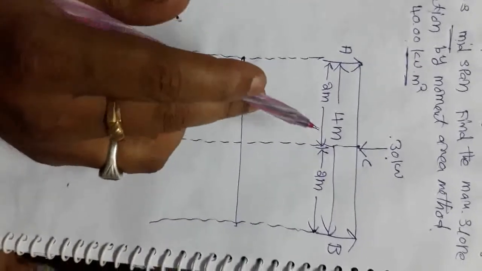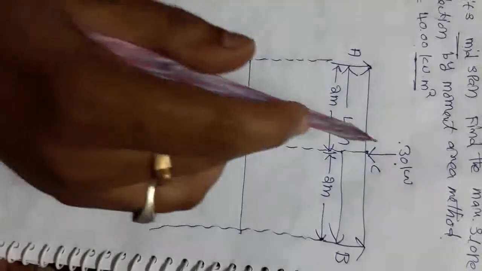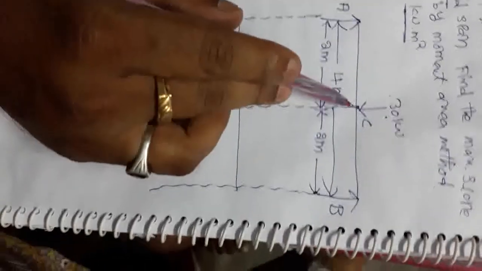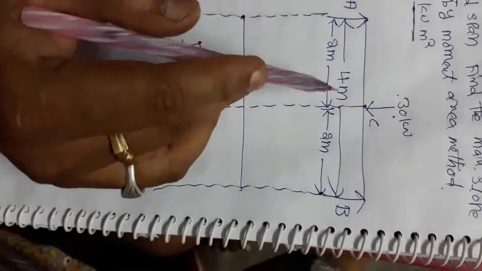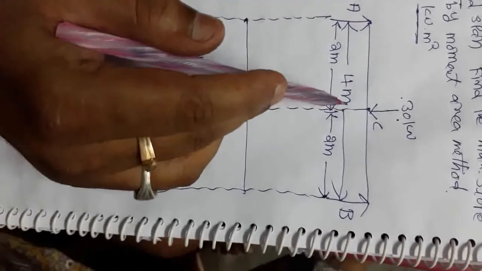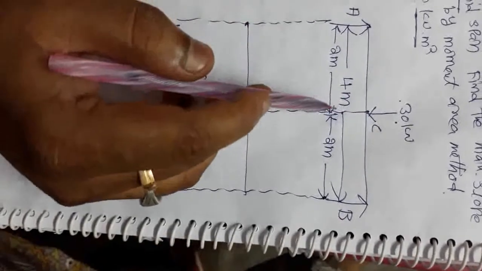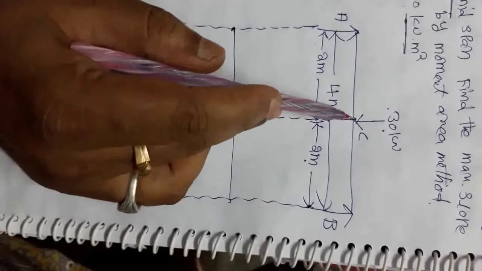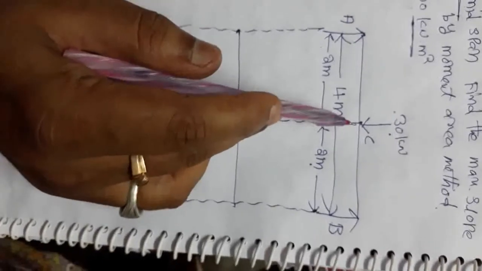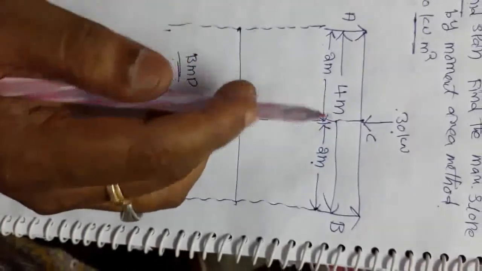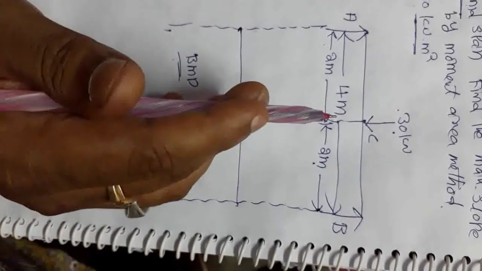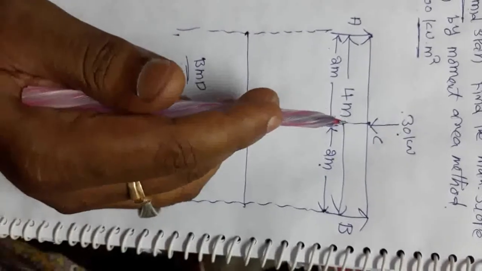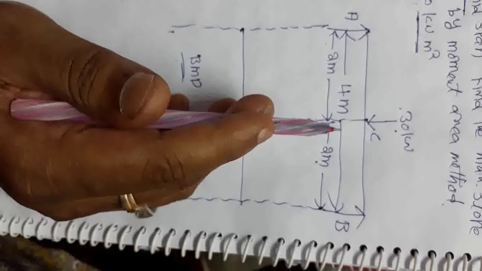Why? Because the load is acting at mid span, so the span length is divided into equal parts, 2 meters from the left support and 2 meters from the right support. So this is a symmetrically loaded beam. For the symmetrically loaded beam, I already did a derivation in earlier classes.